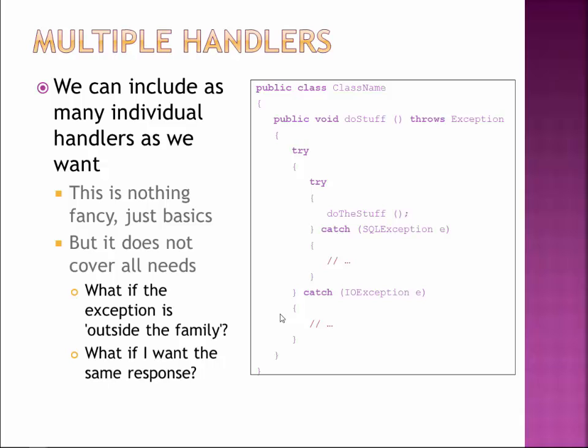But any exception that's not handled within the first try-catch block, anything that's not a SQL exception, continues on. It skips this and goes on to the outside. And then it says, oh, look, there's another one, IO exception. And if it's an IO exception, it'll handle that. And that's just the basic rules of doing this.